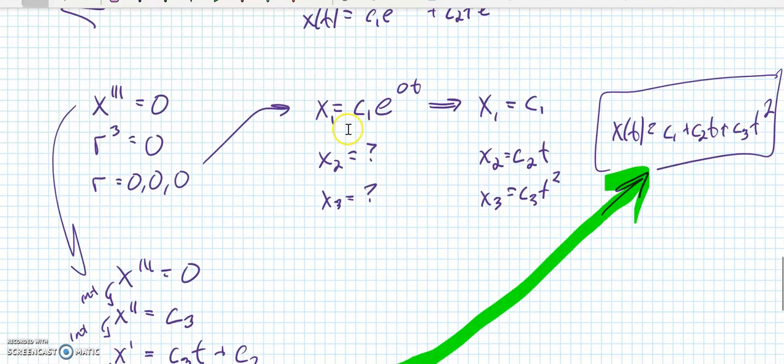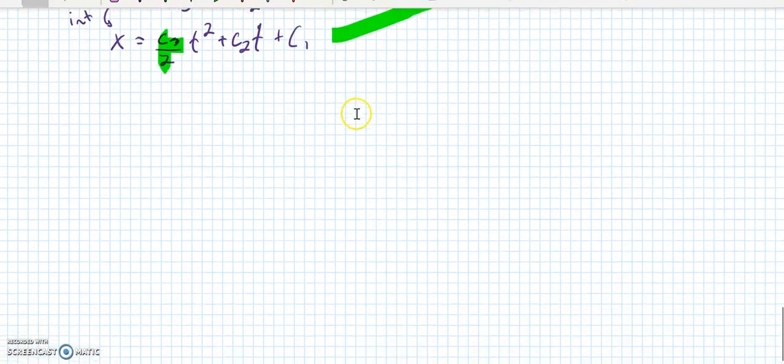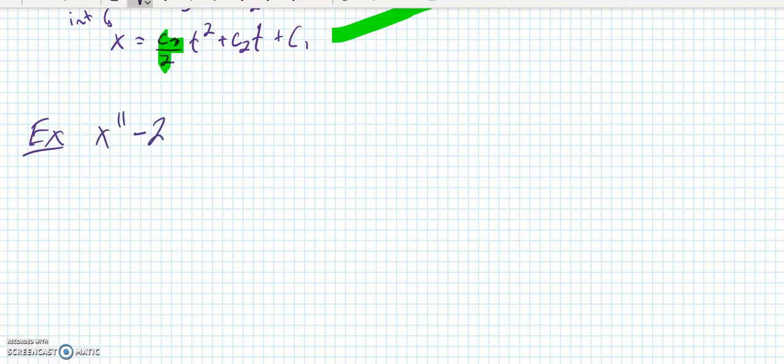So let's do an example. Let's take x double prime minus 2x prime plus x is equal to 0. I'd like you to try to solve that. Hit pause, do it.